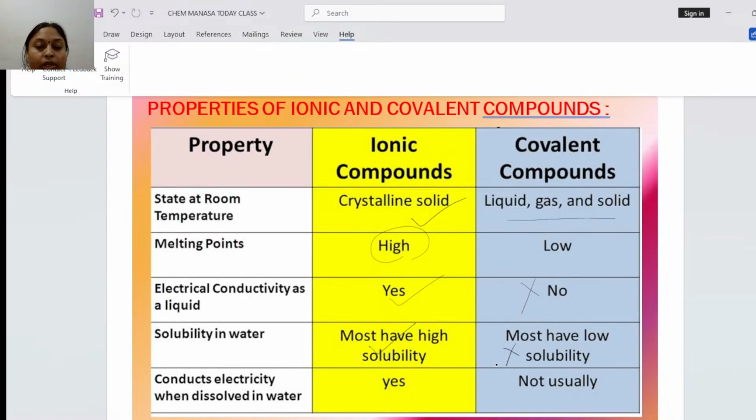When it comes to the covalent compounds, they are less soluble. Conductivity when dissolved in water is possible for ionic compounds, but not for covalent compounds. Why? What is the reason? Here, free ions are available. Dissociated ions are present. Because of that, it shows the conductivity property. But here, ions are absent. Due to that, the conductivity property is not shown by the covalent compounds.